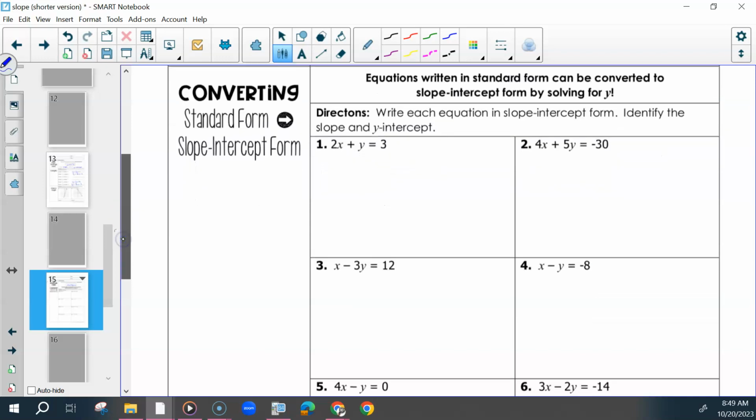So for number 1, how could I get y by itself? What could I do here first? We could subtract 2x from both sides. Remember, when we do this, we're not combining these, we're just moving it to the other side.